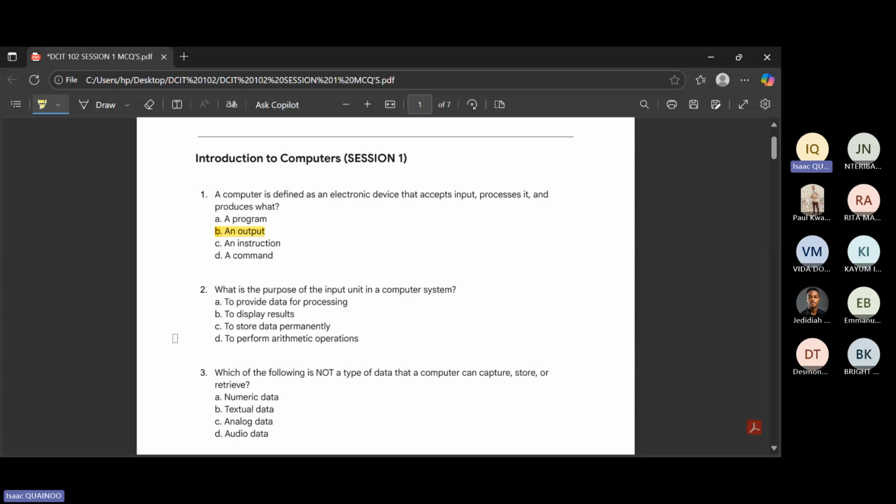So question 2. What is the purpose of the input unit in a computer system? A, to provide data for processing. B, to display results. C, to store data permanently. And D, to perform arithmetic operations. So, Mr.